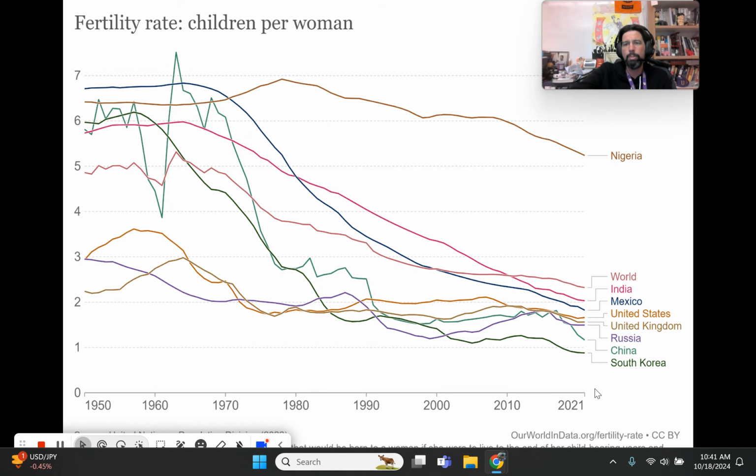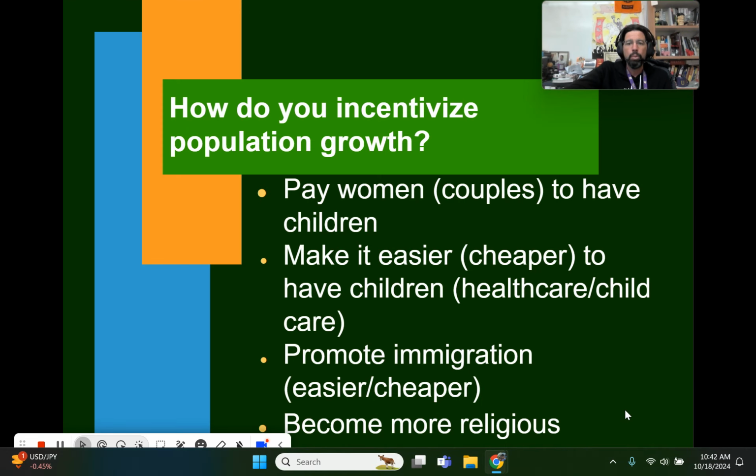So how do we incentivize the idea that people should be having more children? Well, one is, of course, you could pay women or pay couples to have children. Some countries do this by offering things like tax credits. The United States does a child tax credit. So maybe that's an incentive to have more kids. You can make it easier and cheaper to have children, like cheaper health care or cheaper child care.